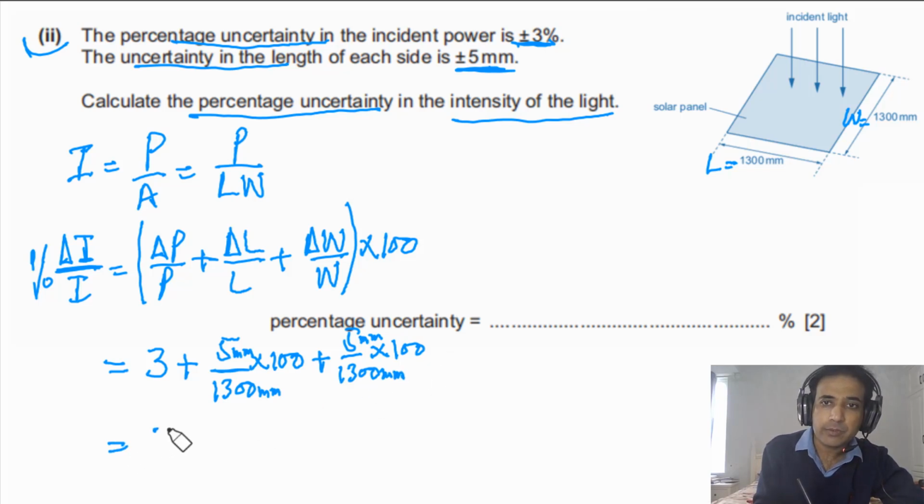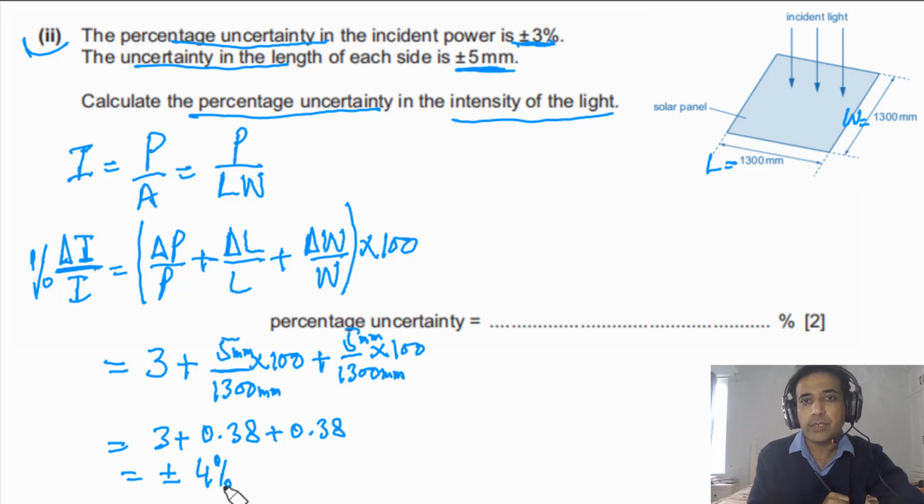Now if we solve this, we will get 3 here, and here we will get 0.38, and here we will also get 0.38%. If we add them together, our final answer will be 4%. So this is the final answer.